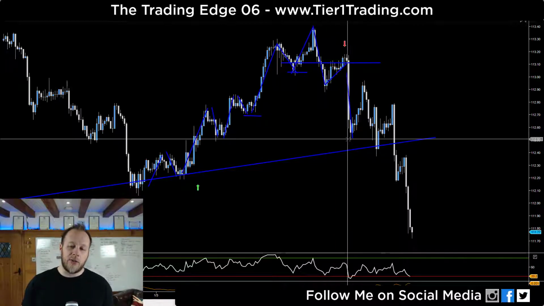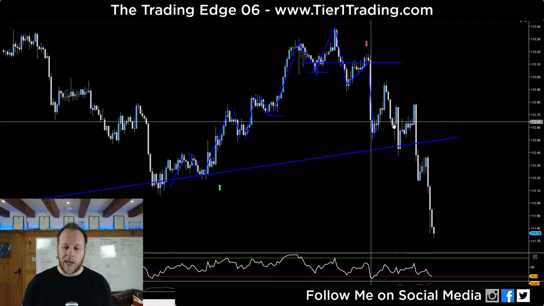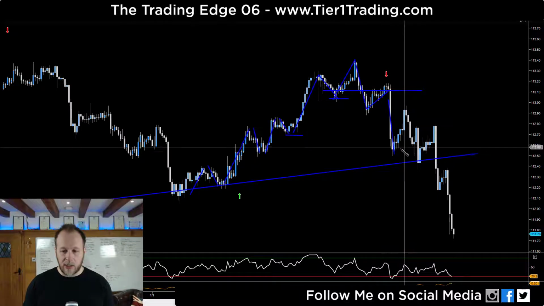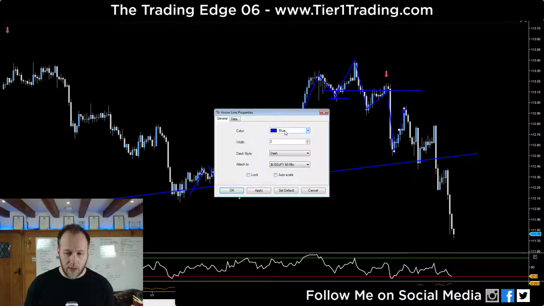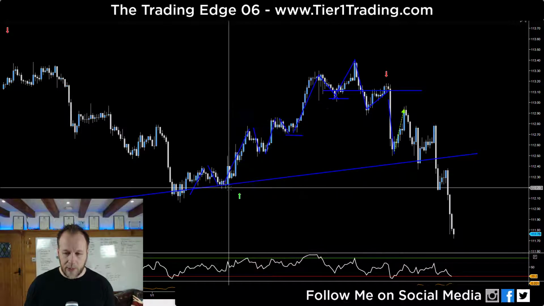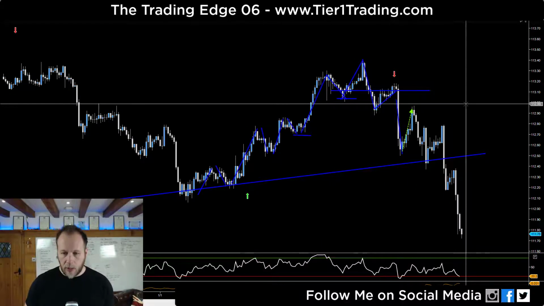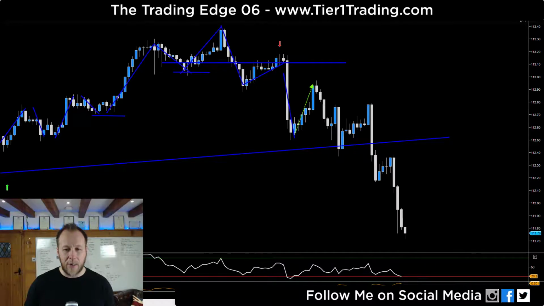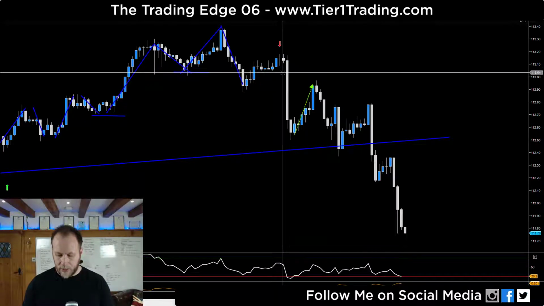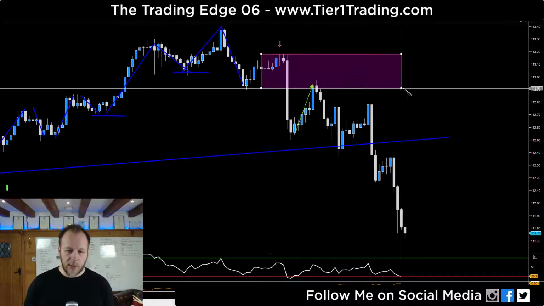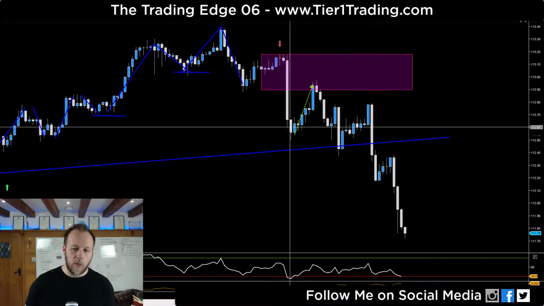As we put in the new structure low, what I was looking for at that point is a pullback. You guys know my method of trend continuation trading. Let's color this in green so it's a bit clearer. I was essentially looking for a pullback up into a kill zone. If I just remove all this stuff, the initial kill zone was here, and we pulled right into that.